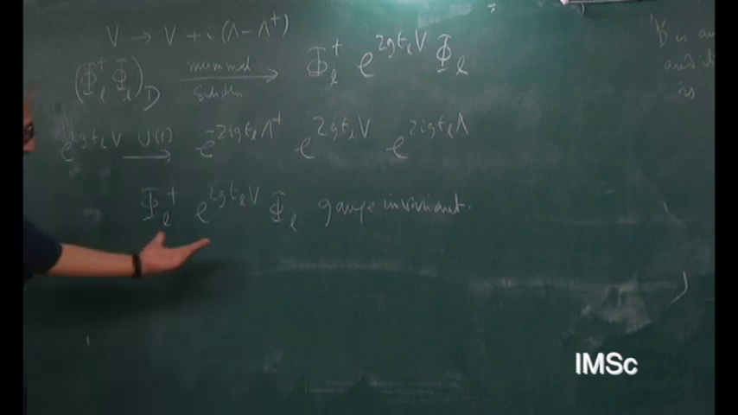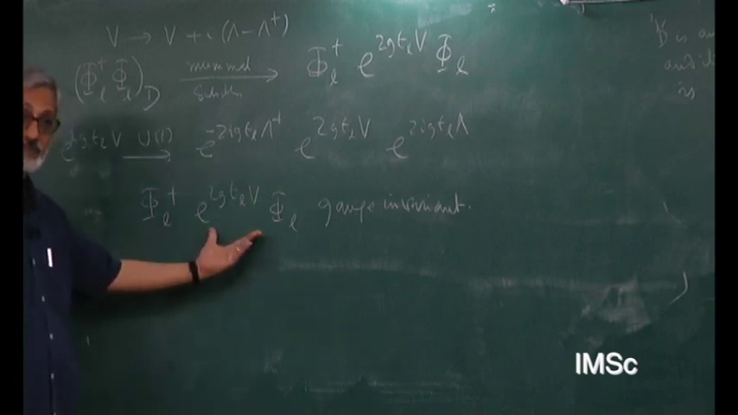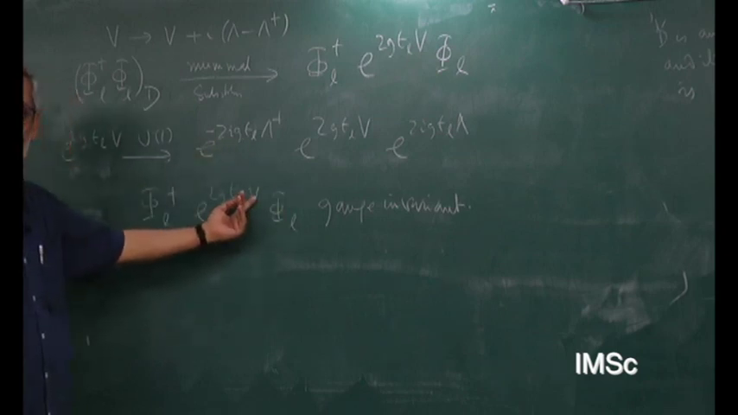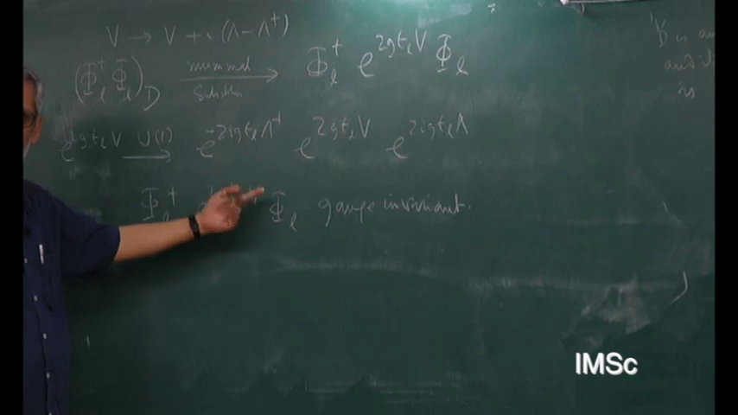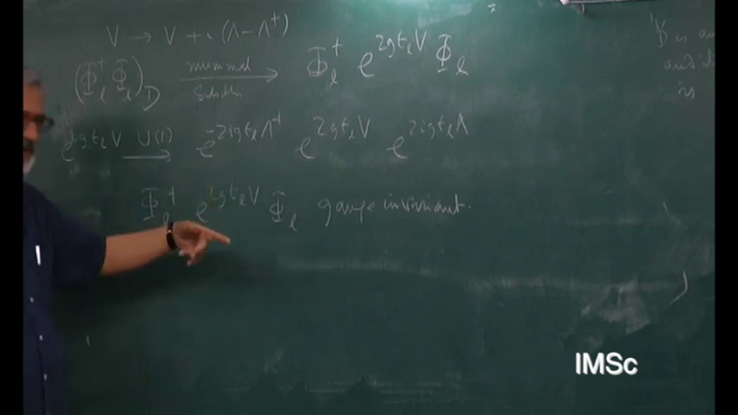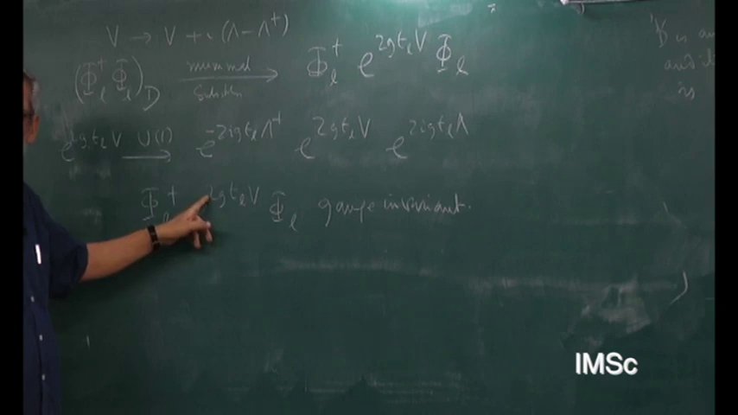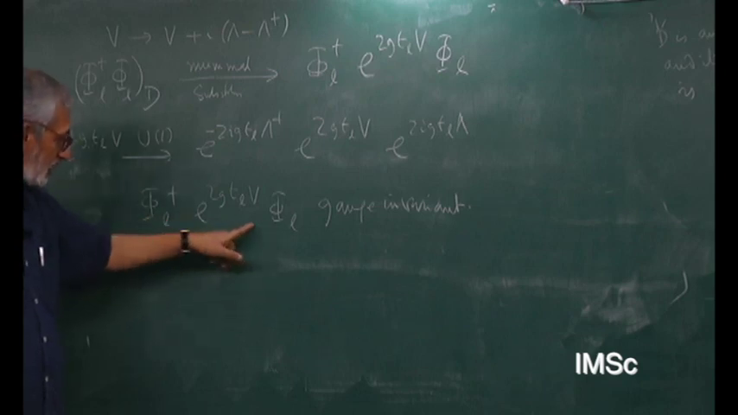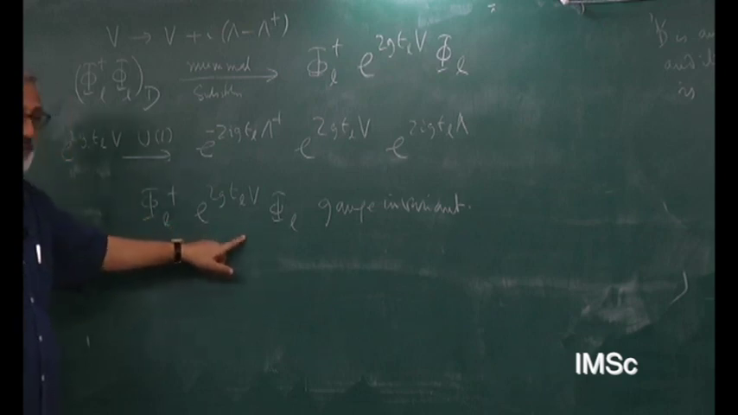Now it's a self-conjugate object, because if you take the conjugate, this is a real superfield. I think in my notes somewhere, if people have already noted, I have put some places minus i here by mistake. It should be no minus i, because it has to be here. So this is a real superfield.